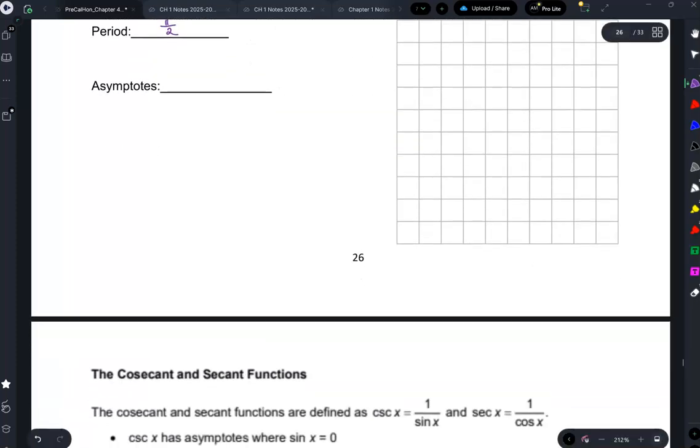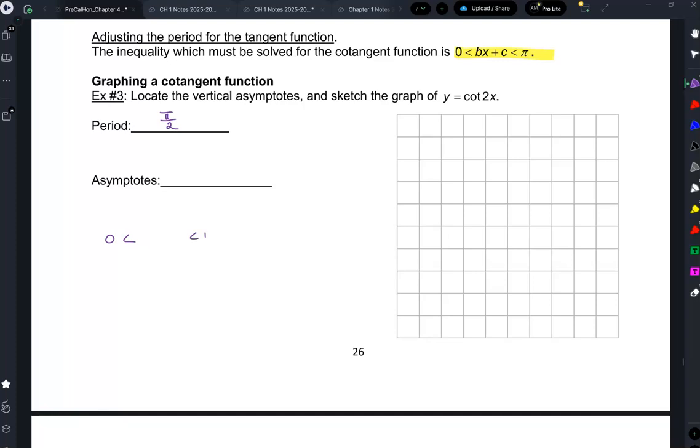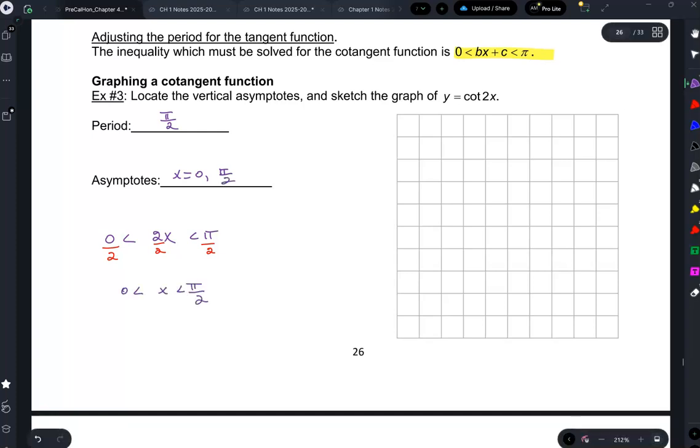Okay, so here, we're going to go from 0 to pi, and we're going to put 2x. Divide by 2, divide by 2, divide by 2. 0, x, pi over, oh no. The asymptotes are x equals 0 and pi over 2, right? Because we're going to go from 0 to pi over 2. Oh, I want to make that straight. What were you saying? No, it was pi because we went from 0 to pi.